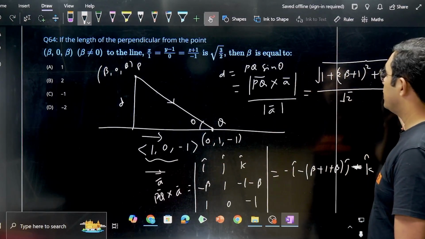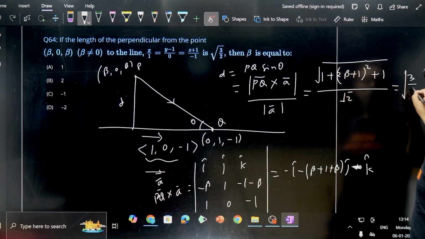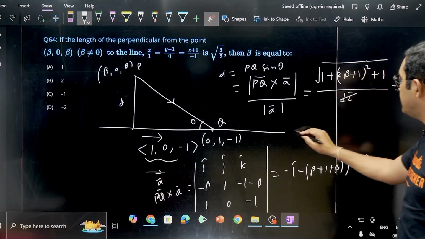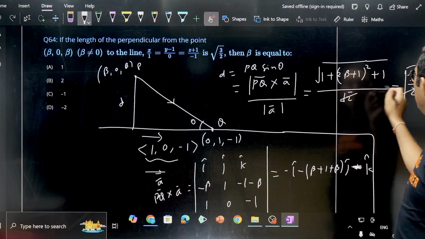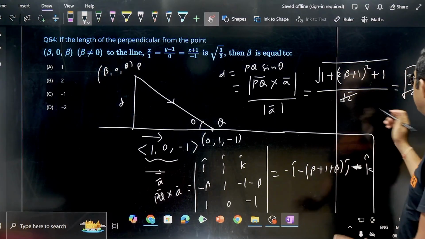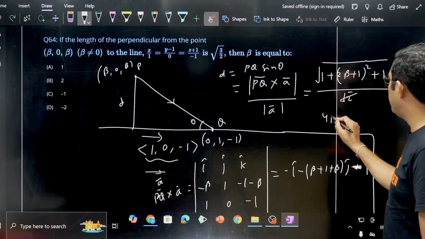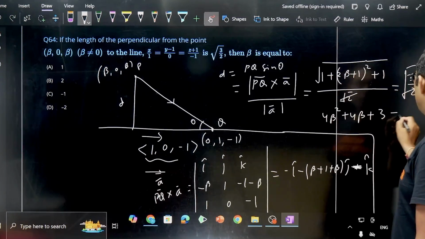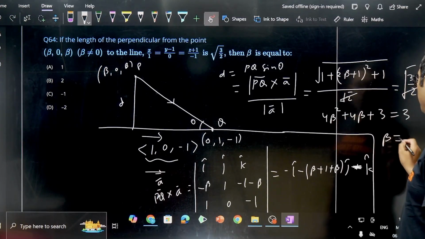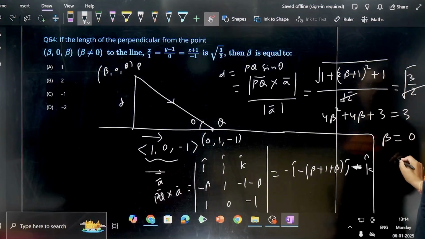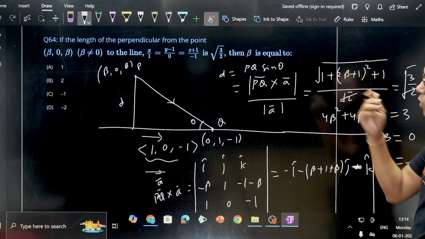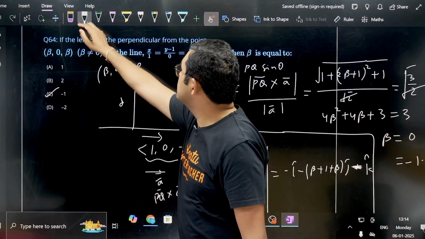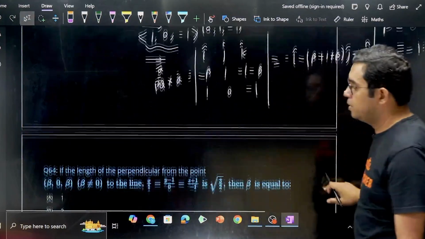And we are given this perpendicular distance to be equal to root 3 by 2. Okay, so this 2 gets cancelled, and inside this bracket, if we do the squaring on both sides, we will be getting 4 beta square plus 4 beta plus 3 is equal to 3. So we are getting two values of beta, one will be 0 and one will be minus 1. And beta is not equal to 0, so beta has to be equal to minus 1, that is C for this question.